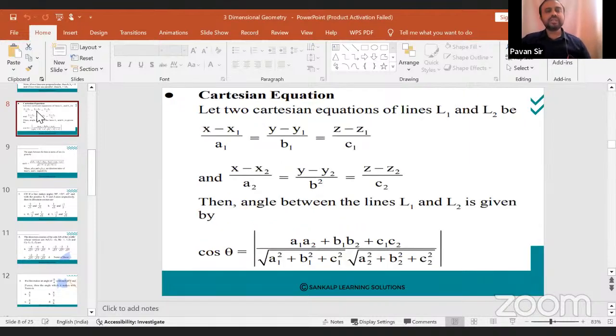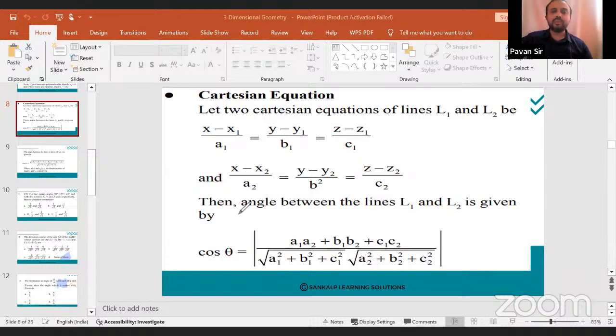Cartesian equation. In the sense, with respect to three dimensions, what Cartesian equations arise with respect to three coordinates? First, let the two Cartesian equations of lines l1 and l2 be x minus x1 upon a1 is equal to y minus y1 upon b1 is equal to z minus z1 upon c1, and x minus x2 upon a2 is equal to y minus y2 upon b2 is equal to z minus z2 upon c2.